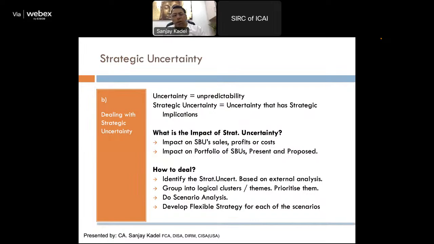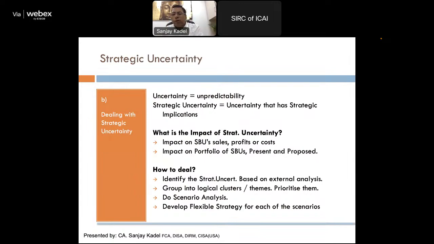And then you don't attend to all of these groups or clusters together. You will have to attend to them one by one. So you prioritize which are important. See, strategic uncertainty already means it is important. But out of these also you have to prioritize so that you can focus your attention on some of the uncertainties at one point of time.